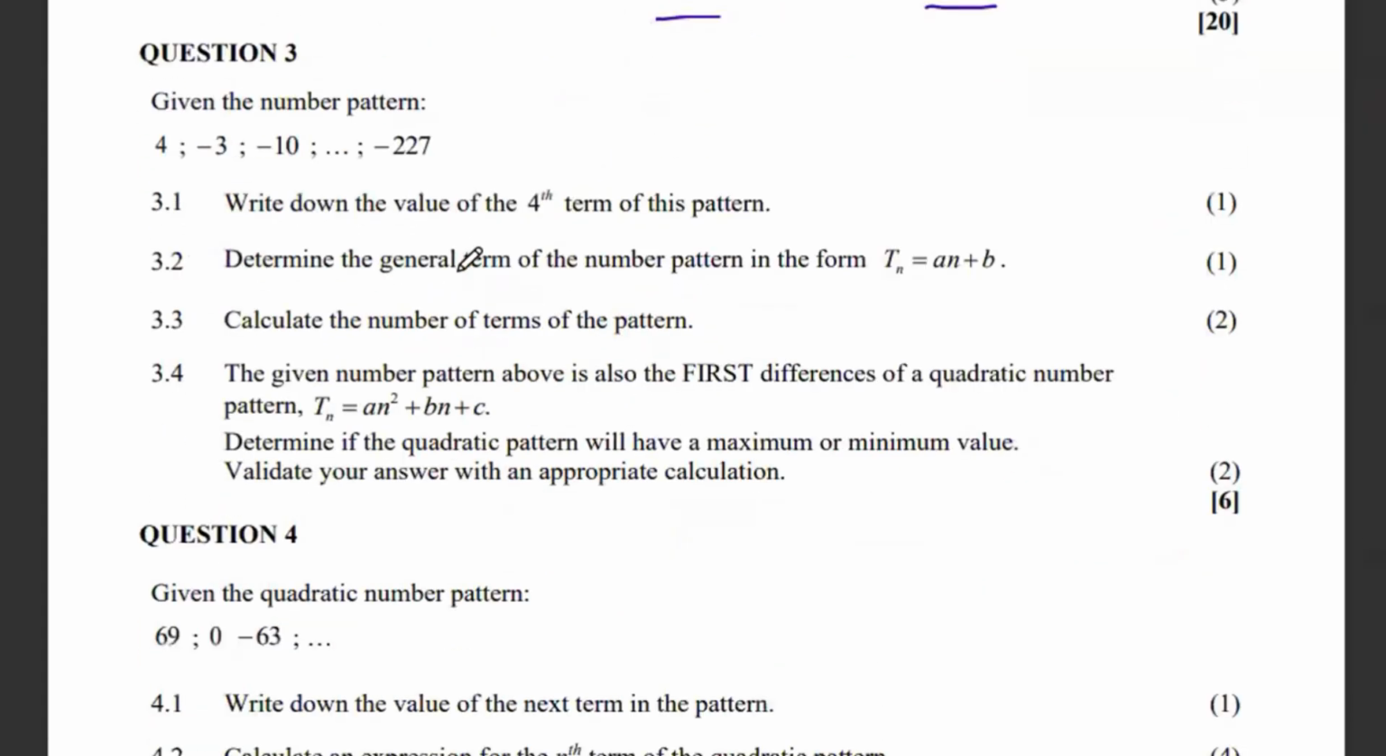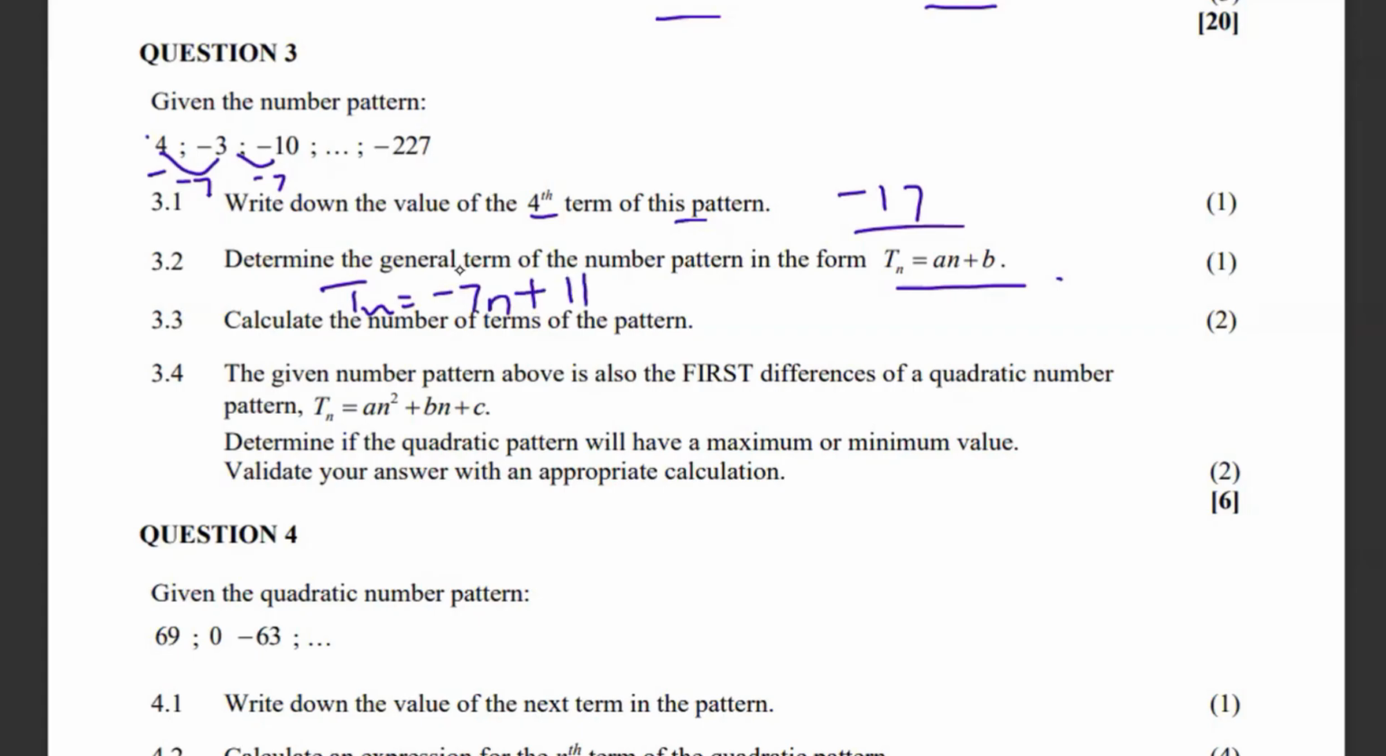All right, then question number 3. Question number 3 is number patterns. Like I said, for those people that did number patterns in term 1, they want us to write down the 4th term of the pattern. So from 4 to negative 3, which means we are subtracting 7. So the 4th term is going to be negative 17. Then they want us to get the general term. So it's going to be negative 7 with n, 4 minus 7 is going to be plus 11.